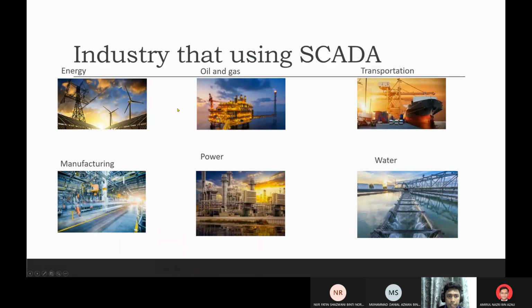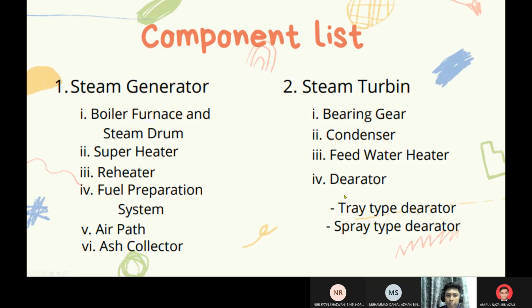Lastly, for my part, industries that use SCADA. The industries that use the SCADA system are first the energy industry, oil and gas, transportation, manufacturing, power industry, and lastly the water industry. That's all for my part. Next.